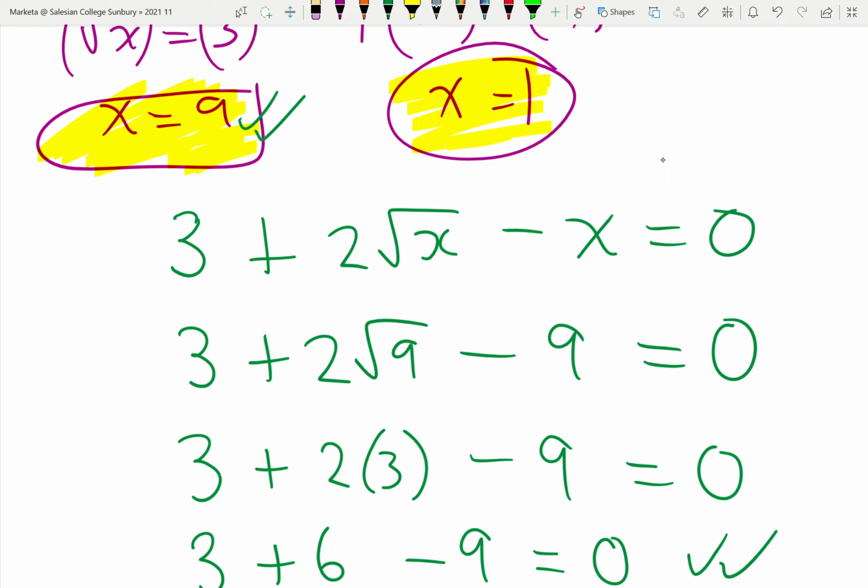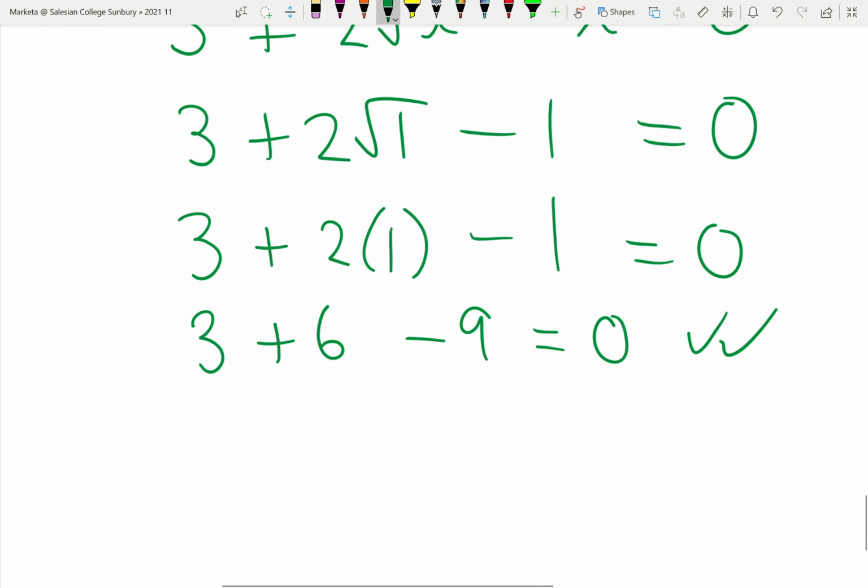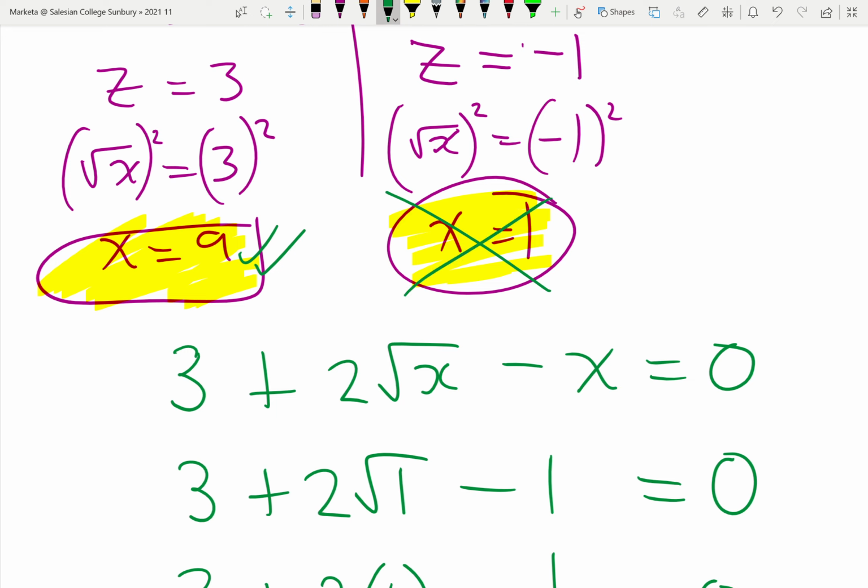Let's change the 9 to a 1. So now we've got 3 plus 2 times 1 minus 1. So that's 3 plus 2 minus 1 equals 0. Well, that's not so true. 3 plus 2 is 5. 5 minus 1 is 4. So that's not true. So this one we reject.